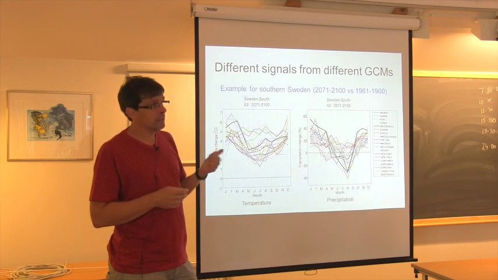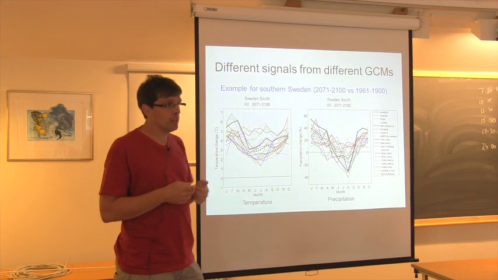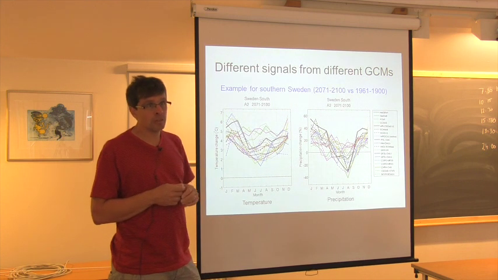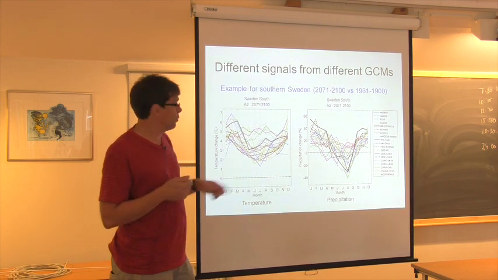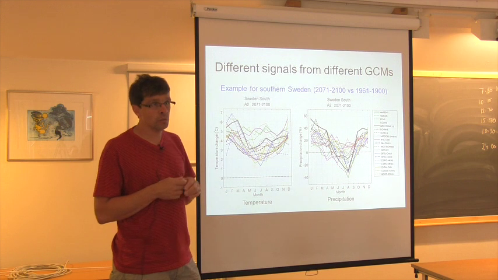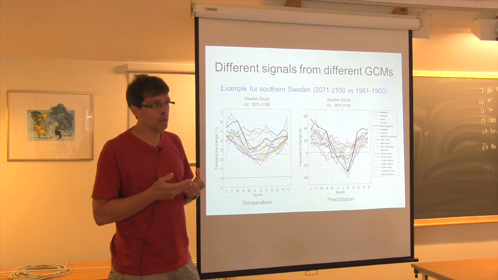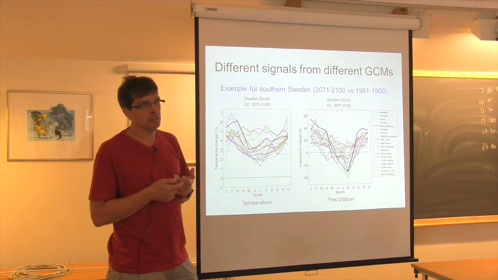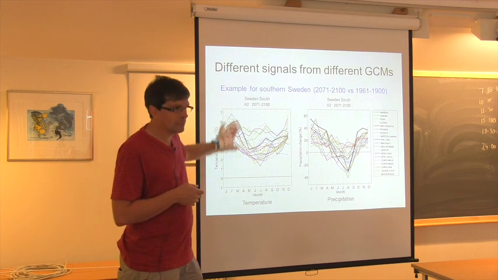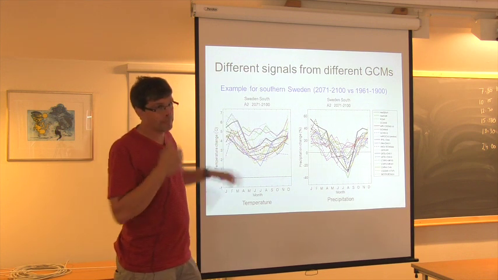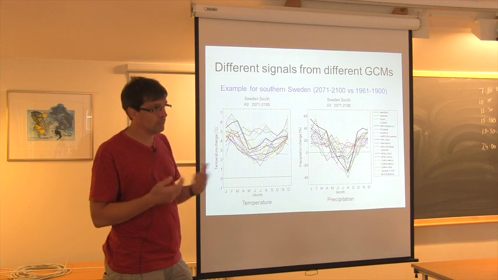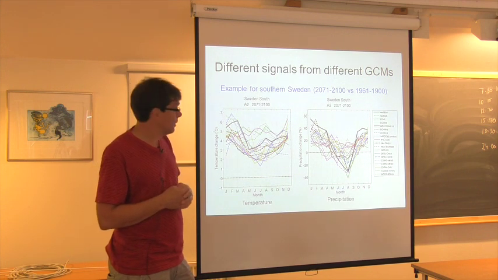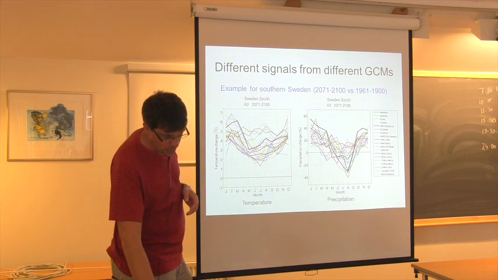So this means that if we want to say something about climate change, using results from such models, I don't know which one of these we should use. There is not one. We have to face this kind of uncertainty and use, in some sense, the whole ensemble here. An ensemble means many different simulations. So that is something we work a lot with.